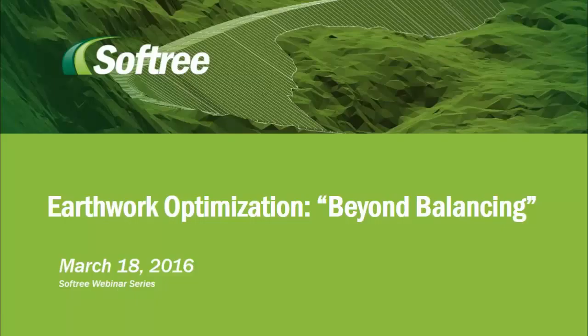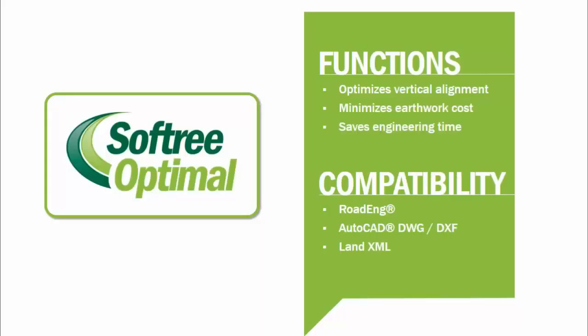So what are we talking about today? We are talking about earthwork optimization, and specifically looking beyond balancing. This demonstration is going to be done in our Softree Optimal program, which in today's demonstration is actually going to be shown to you within the RoadEng environment. That's our primary corridor design software. However, in the very, very near future, it's actually going to be a completely standalone program. So for those of you who might be AutoCAD users or Bentley users, it'll be completely standalone outside of that. So the program itself is going to have full compatibility with RoadEng, with AutoCAD in both the DWG and DXF formats, as well as with LandXML.